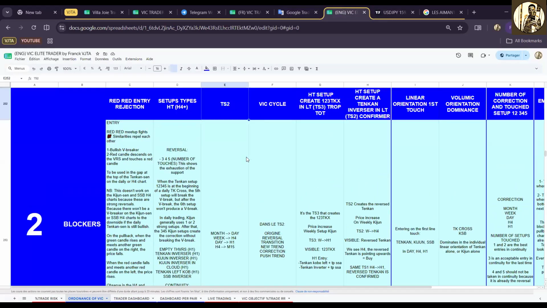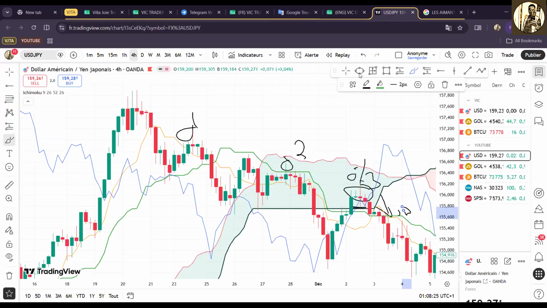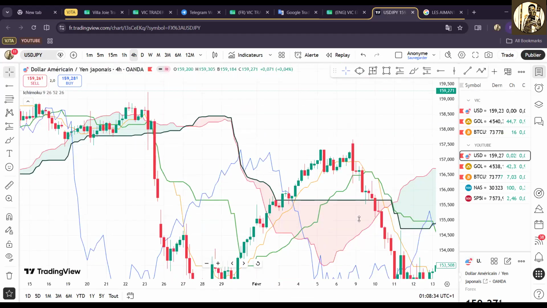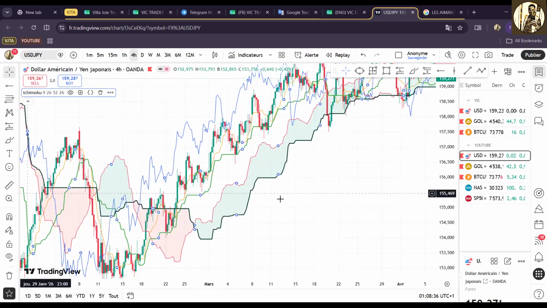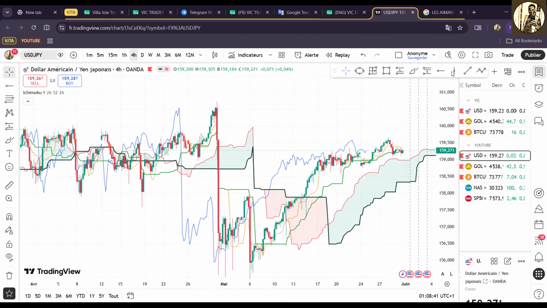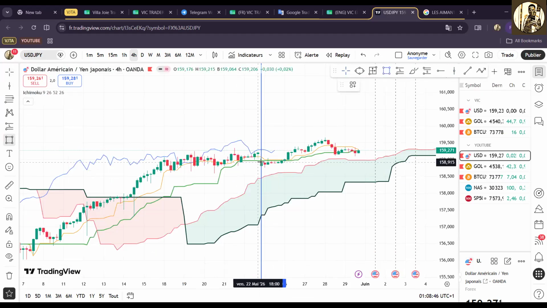So now another thing is the time frame skipping by 2. Another blocker is the time frame skipping by 2. The time frame skipping by 2 is something that we saw already and is something very useful for the entry. Let us say, for example, that you took an entry here. Here is a setup Tenkan Kijun in 4 hours, right?